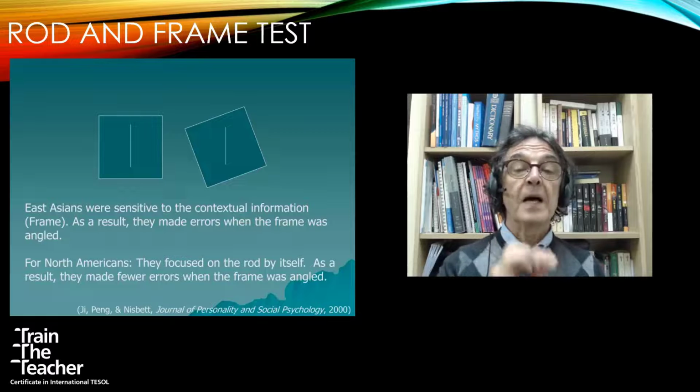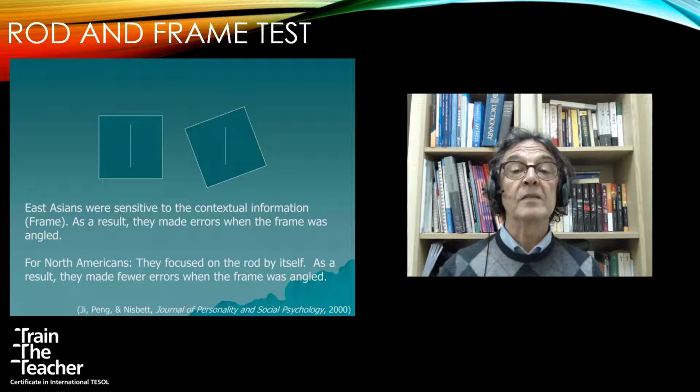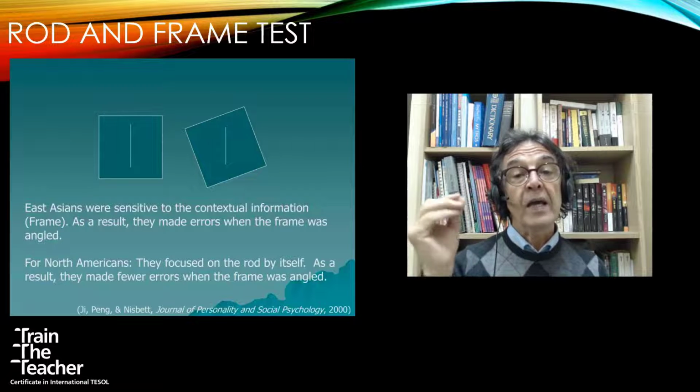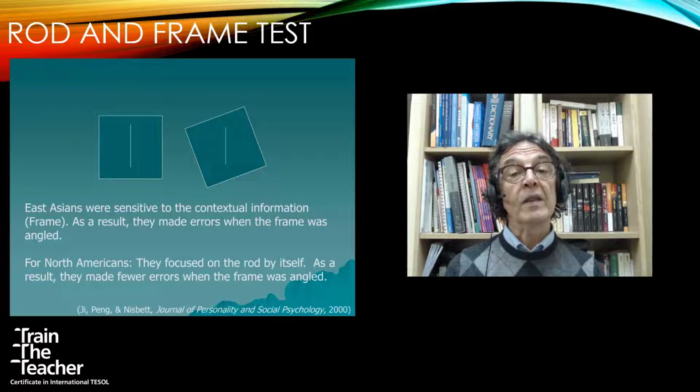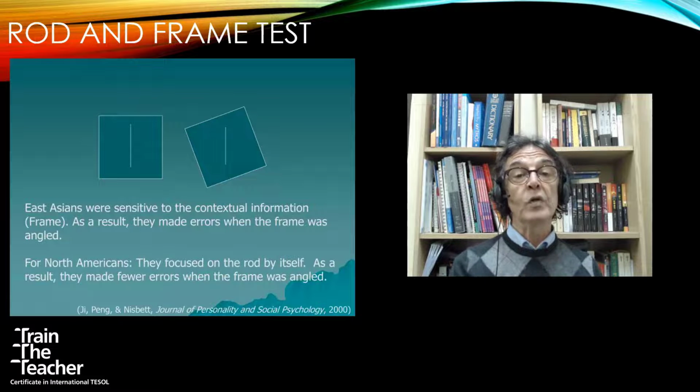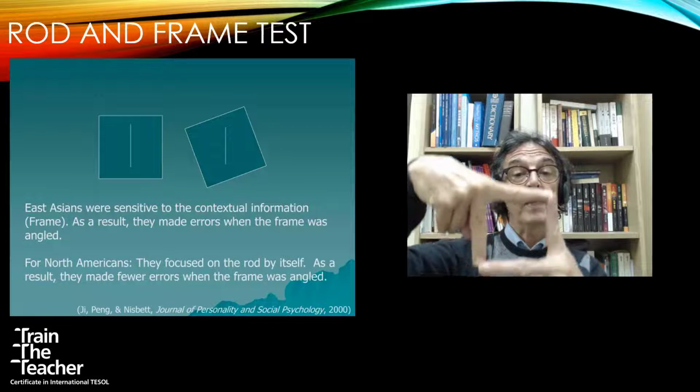One more example, and there are many, many examples of experiments that have been done to show that different cultures actually view the world quite differently. And how we view the world strongly affects how we think, even how we see things. There are many, but this is a nice simple example. In this example there's a rod, which is a long thin piece of wood or metal, and there's a frame like that.